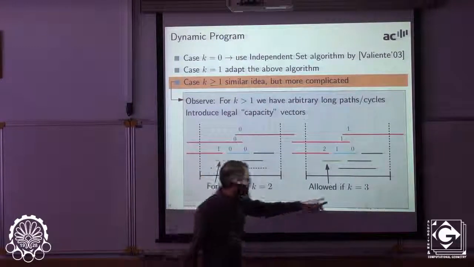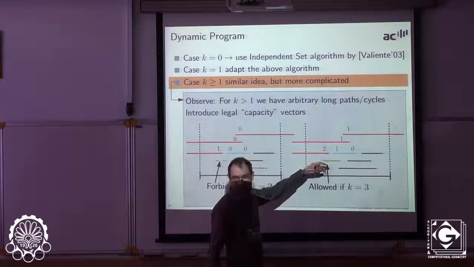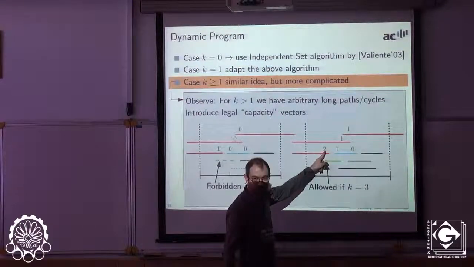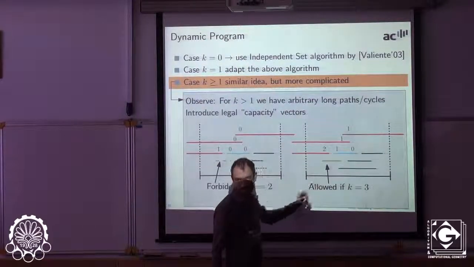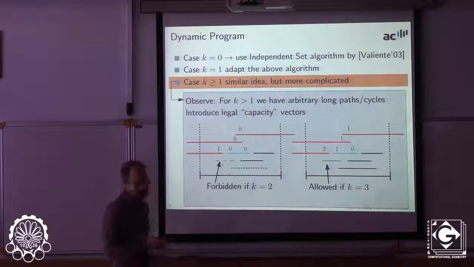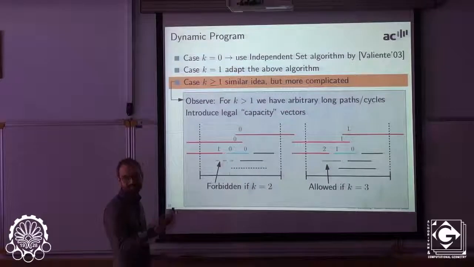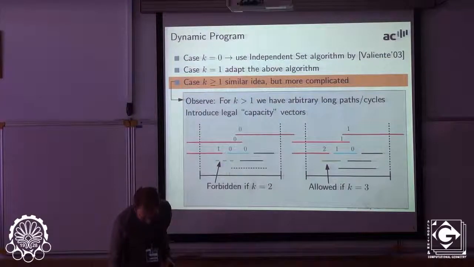If you set k to 3, then these capacities are slightly higher, and for example now you could pick the green one, decrease that to 1, decrease that to 0, and so on. That's the main idea. So we look at how many possibilities we have for these capacity vectors and then try to optimize over all possible choices for legal capacity vectors in some sense.